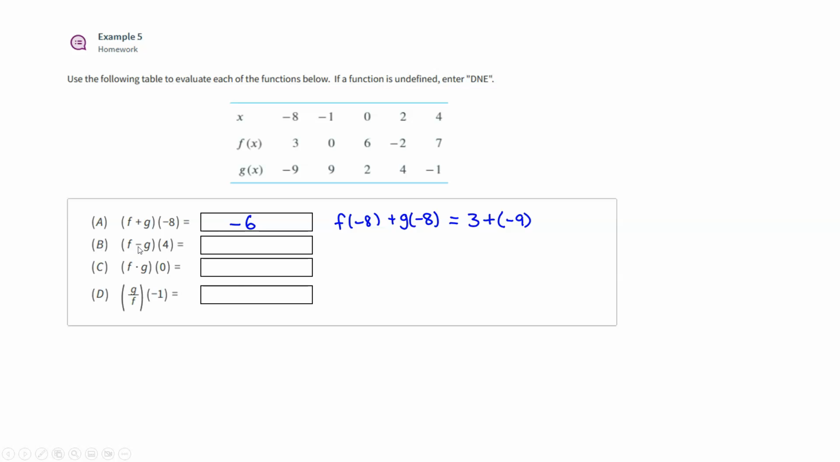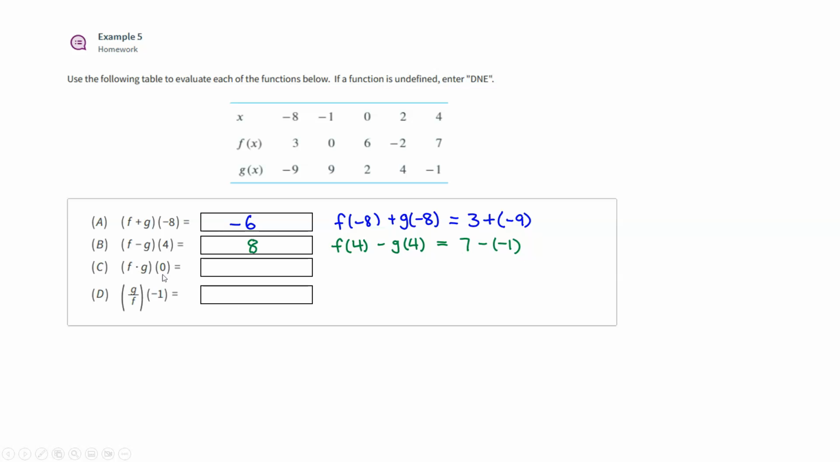For subtraction, the same way, except now I'm doing f minus g of 4. So I'm going to be doing f of 4 minus g of 4. Well, according to the table, f of 4 is 7. G of 4 is -1. So I'm going to be doing 7 minus a -1. And of course, subtracting a negative is the same thing as adding. So this becomes 7 plus 1, or 8.